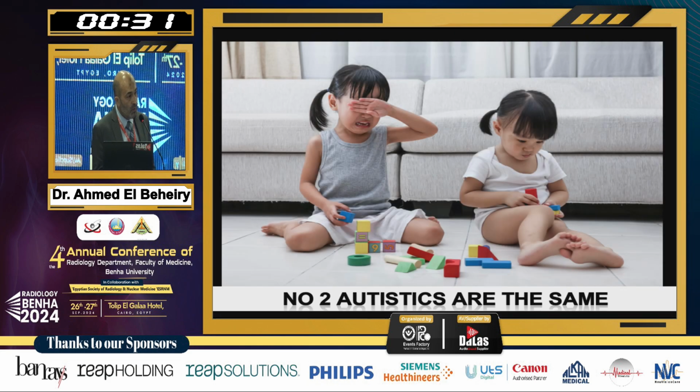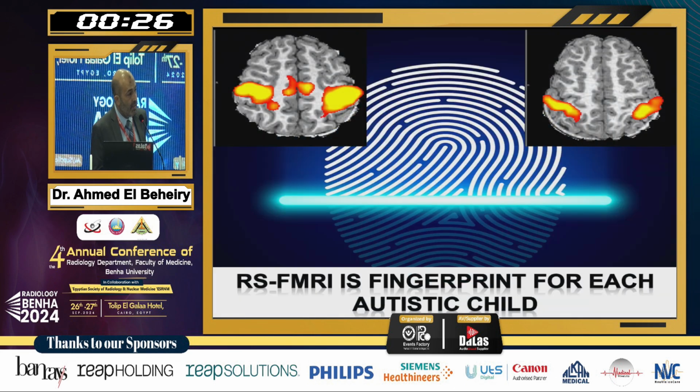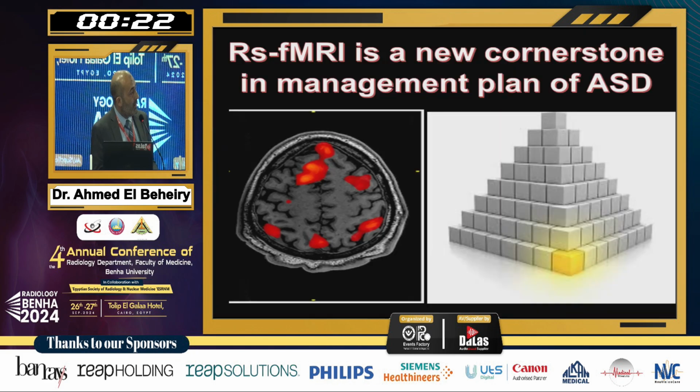So to conclude, no two autistic children are the same. Resting state fMRI is considered to be the fingerprint for each autistic child, which makes it a new cornerstone in management plan for children with autism spectrum disorder.